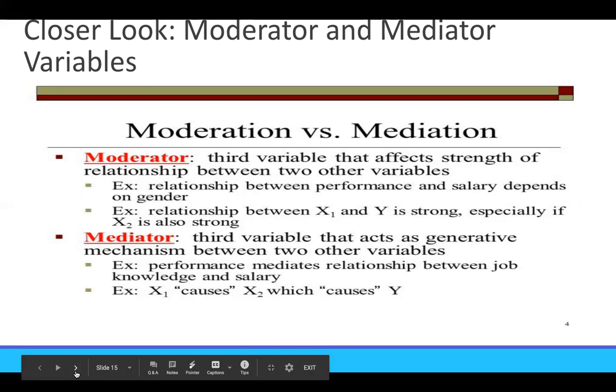A mediator is a third variable that acts as a generative mechanism between two other variables. So once again, X1 causes X2, which causes Y. It's that X2, that mediator variable. Once again, the idea is that it is a result of the independent variable, and it is a causal antecedent to the dependent variable.